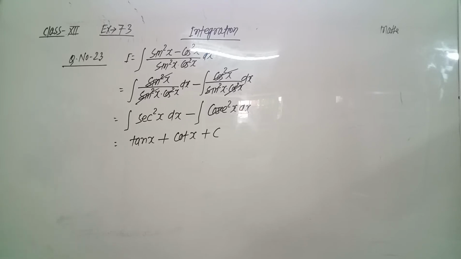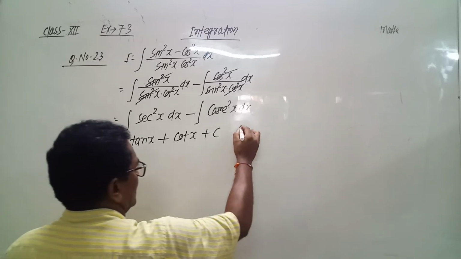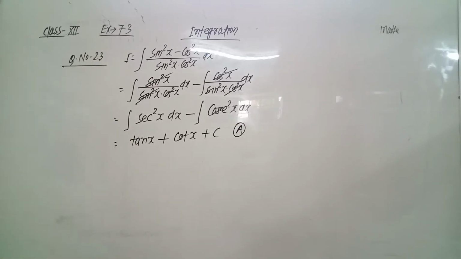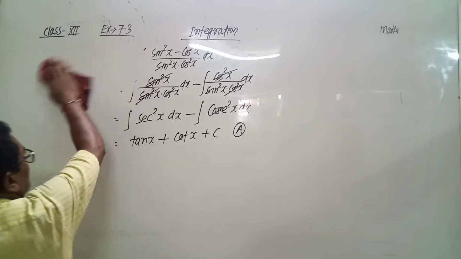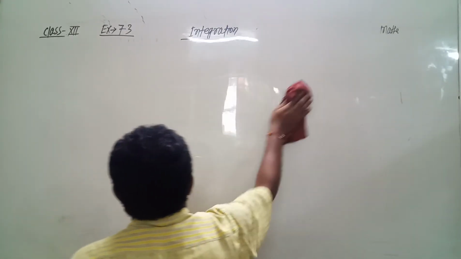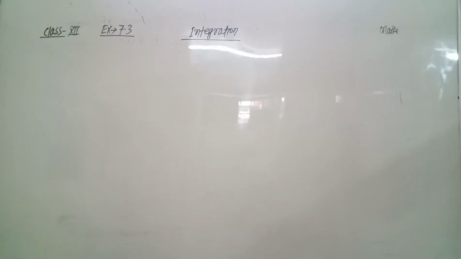The first option, tan x plus cot x plus c, option A, is the correct option. Then the last question. This is question number 24.